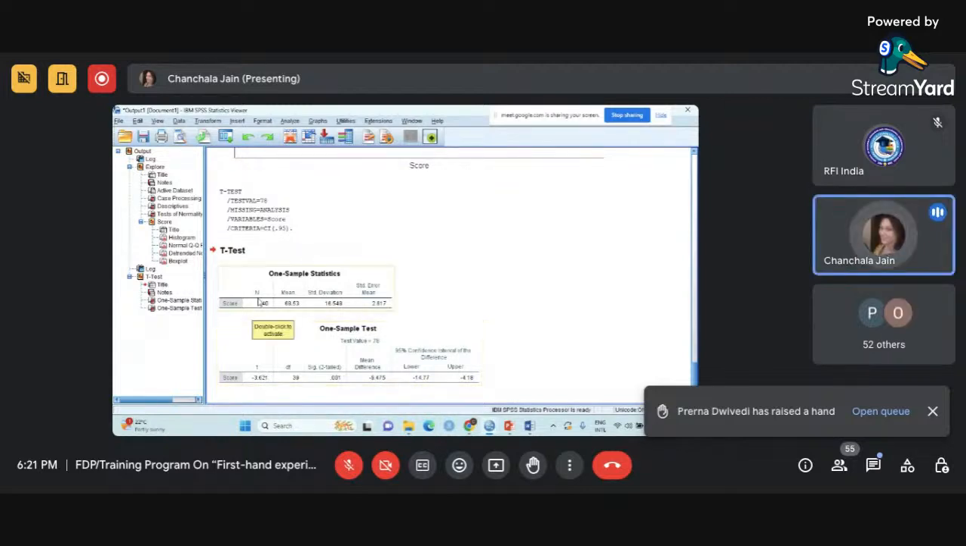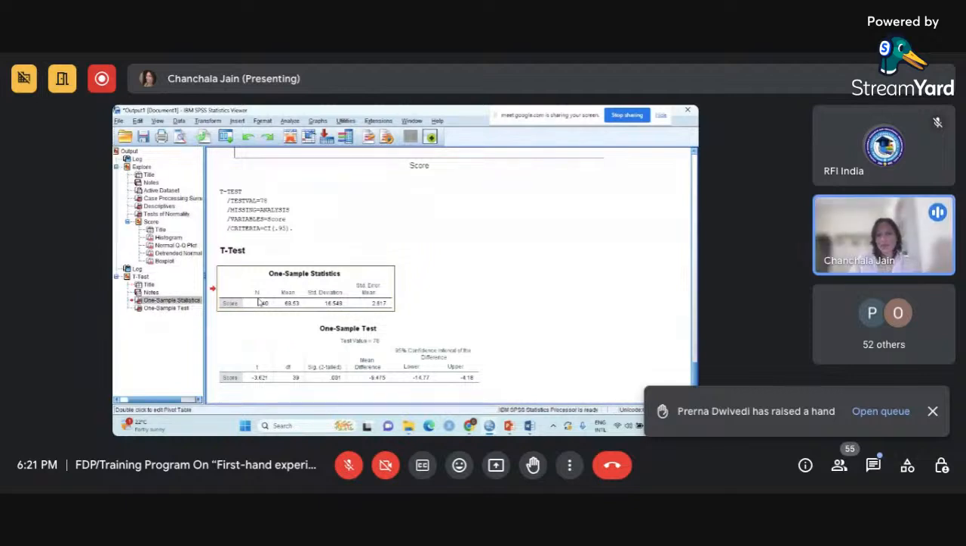Now, you can see the first table is the one sample statistics table. It is showing you this is your variable, that is score. N is the sample size, which is 40. The mean of the score is 68.53 and the standard deviation of the score is 16.548. Standard error of mean is 2.617, right?